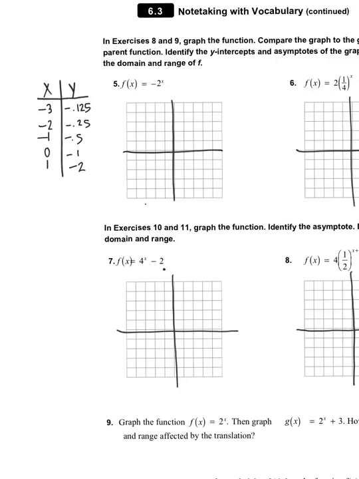So if I was to graph this, at -3, I have -0.125, so super close to 0. And then at -2, I have -0.25. So that's a little bit further away, but still pretty close to 0. And then at -1, it's at -0.5. Once again, we're kind of getting further and further away from 0 here. At 0, I have -1, and then at 1, I have -2.